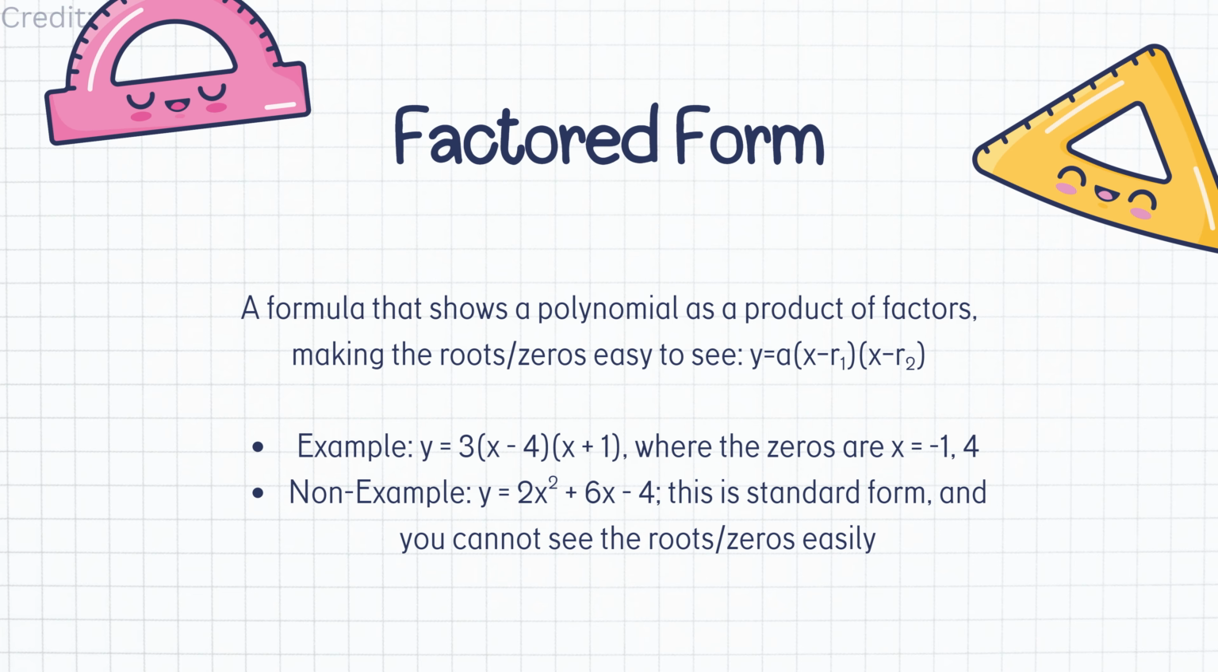Factored form writes a polynomial as a product of factors, making the roots or zeros very easy to see. In the example, the zeros will be x equals negative 1 and 4. In the non-example, you cannot tell the zeros easily because it is in standard form.